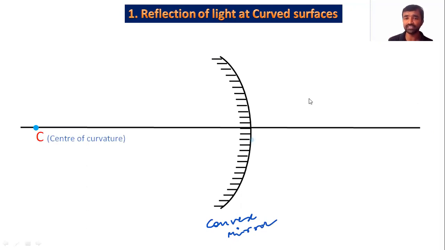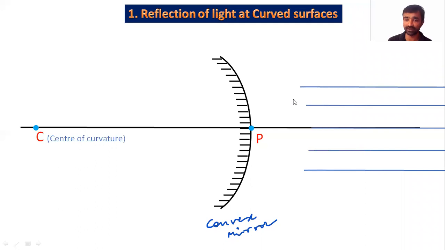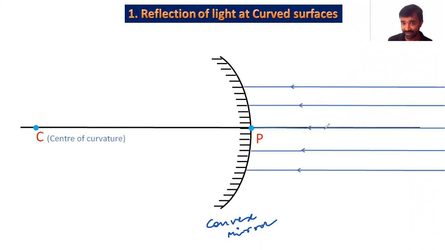Next, identifying its pole. For this also, it is geometrically the midpoint on the curvature. That is the pole here. So no difference, right? Then what to do? We have to choose a parallel beam of light rays to target on the mirror, right? So what about this middle ray that is along the principal axis?